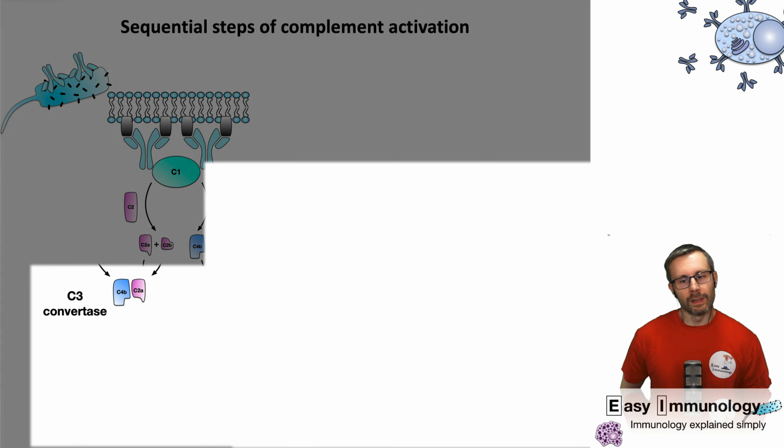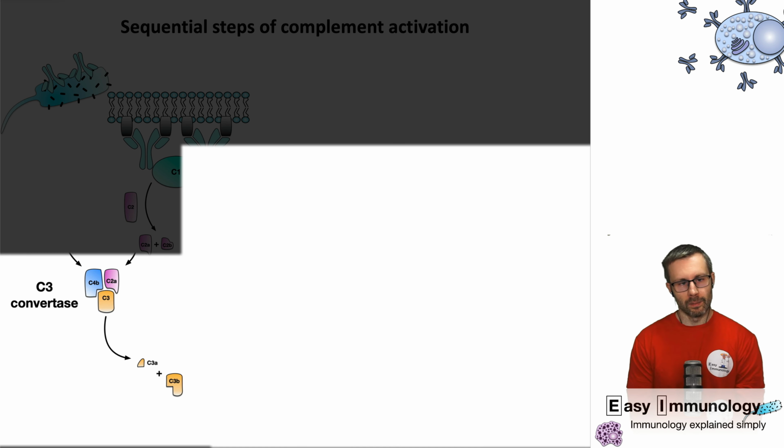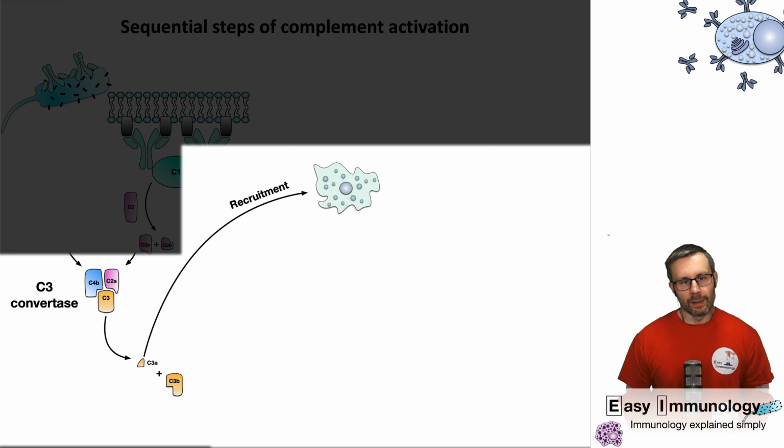But basically C4B and C2A then group together and form something that is called a C3 convertase, because it binds the C3 molecule and converts it again into a big fragment called C3b and a small fragment called C3a. And together, these effects have certain consequences. The first one is that the bacterium gets marked on the outside with all these complement proteins.